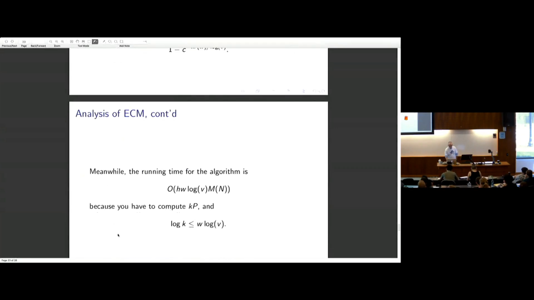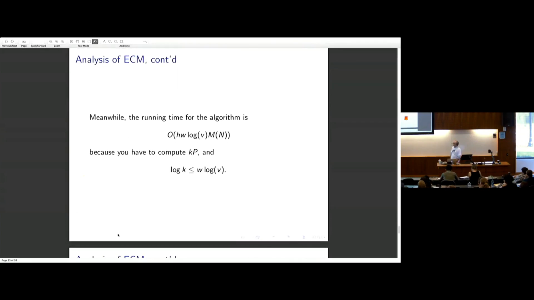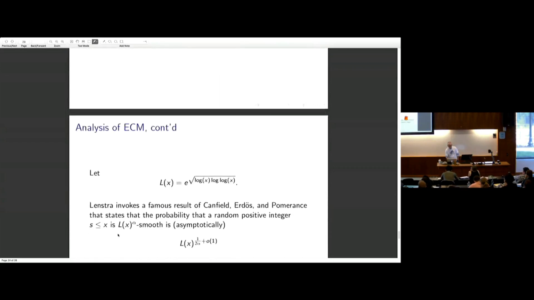Meanwhile, the running time for the algorithm is, well, m of n is the time it takes to do these arithmetic operations of size n, so it's kind of irrelevant to this. It's h times w times log v. So remember, we have to compute k times p, and multiplication takes log of k times, and k is a product of powers of primes less than v, and if you go back to the definition of k, you'll see that log k is at most w log of v. So you do it h times. Each time you do it, it takes w log of v arithmetic operations, more or less. That's where this estimate comes from. So you have to trade off.